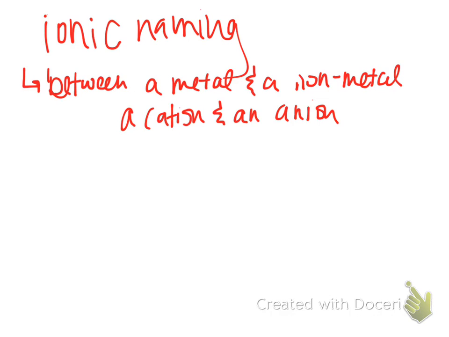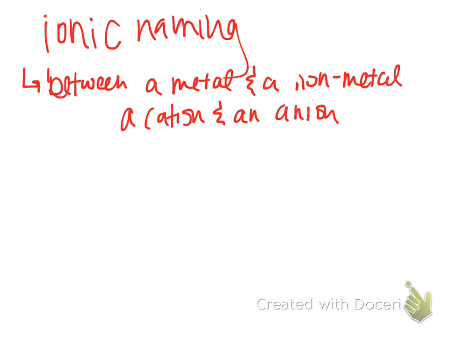So where are the cations found on the periodic table? On the left side. Remember what cations are, are they positive or negative? They're positive, right? We talked about that last time. An ion is any charged particle. A cation is a positively charged particle. Anions are the negatively charged particles. So cations are on the left, anions are on the right.